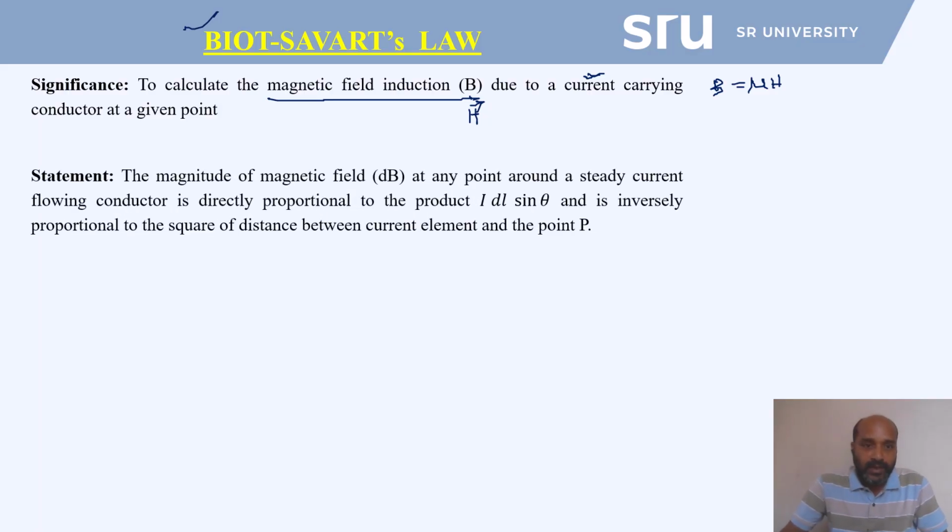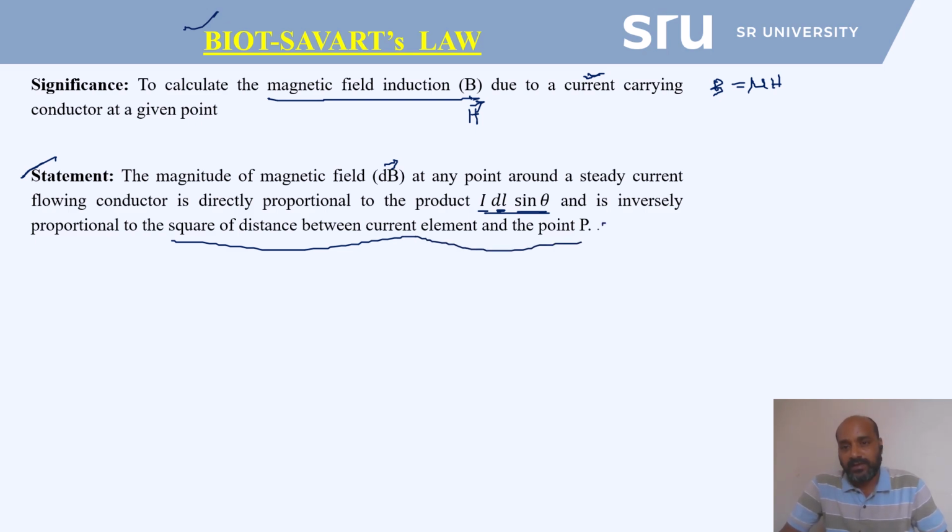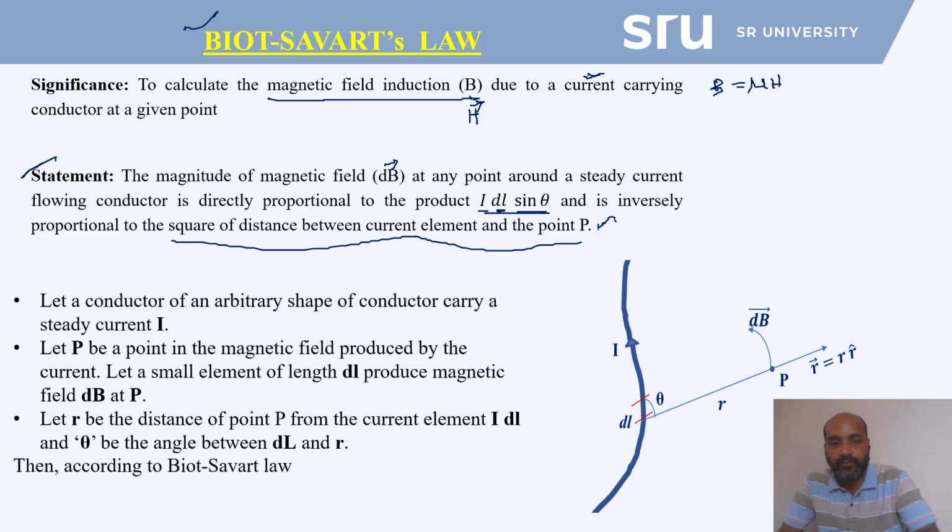What is the statement of Biot-Savart's law? The magnitude of the magnetic field dB at any given point is proportional to the product of the current I, a small length dl, and the sine of theta, and is inversely proportional to the square of the distance between the current element and the point P. It seems a little abstract, so we'll try to explain it through this diagram.